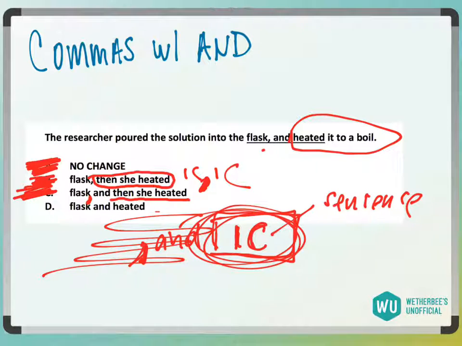And D is the only correct one, right? Which is flask, no comma, and heated it to a boil, because heated it to a boil, we said in answer choice A, is not an independent clause, so we don't put a comma in front of and. It would be answer choice D.